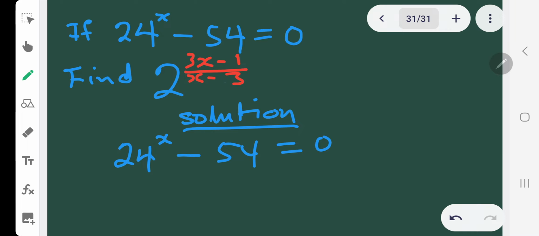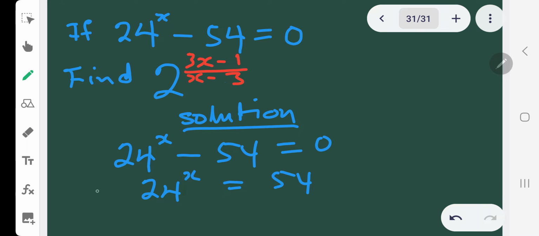So here, when we look at it, we have 24 here, we have 54 here, and what we are told to find is 2 raised to the power 3x minus 1 all over x minus 3. So we can find out from here that these 2 are the prime factors of these numbers. So we need to break down 24 in terms of prime factors, and then we break 54 in terms of prime factors. Before we do that, let us quickly send this minus 54 to the right side of the equation. So here we can have 24 raised to the power x is equal to 54.